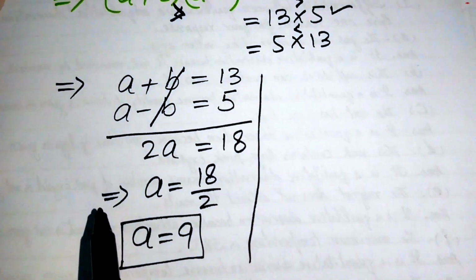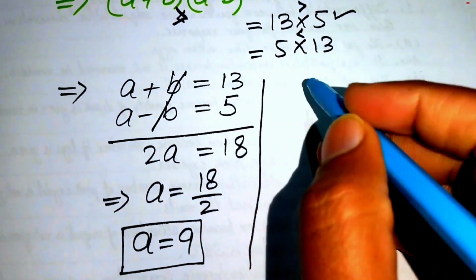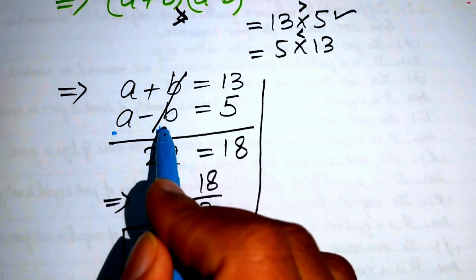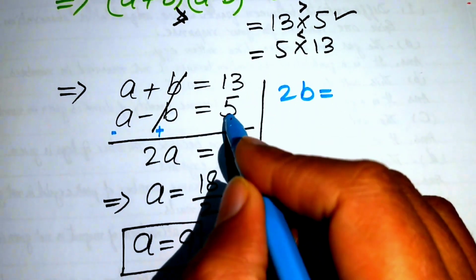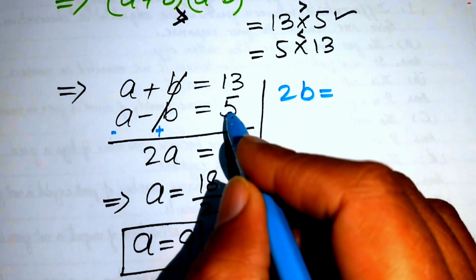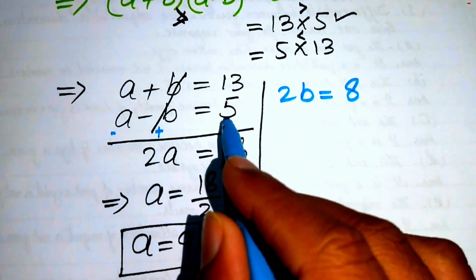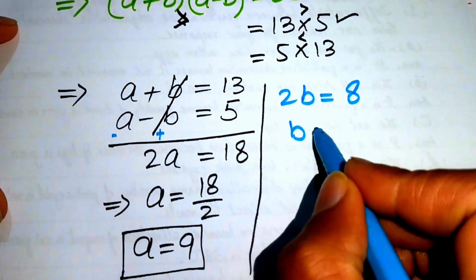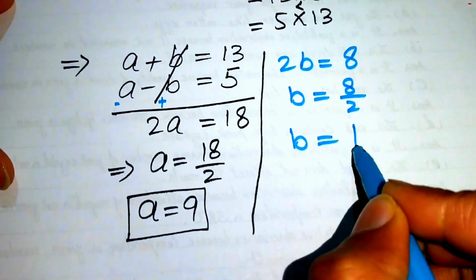And similarly, when we subtract these two equations, after subtraction we cancel the a and we add the b terms, so you get 2 times b equals 13 minus 5, which is 8. Then you get the value of b equals 8 over 2, and we have b equals 4.